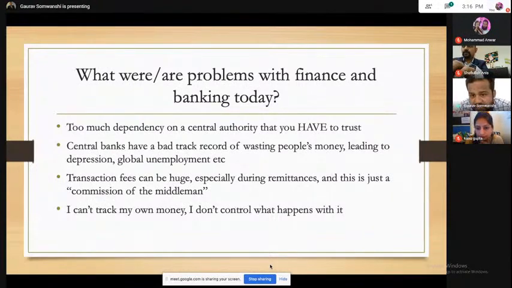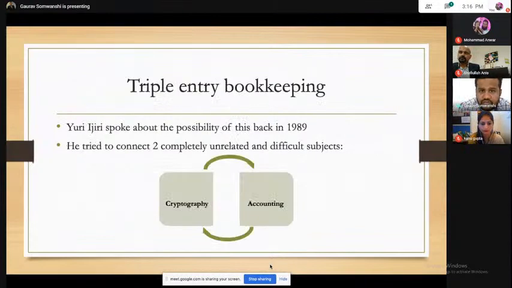Similarly, the transaction fees can be really huge, especially during remittances, because the banks will keep a lot of money if you want to, let's say, send money to another country. And the last problem was the most important one. You don't know what's happening with your money, because the double entry bookkeeping gave birth to the banking system, and the banking system is basically who's doing most of the investments on your part. And that is also what led to the 2008 Big Depression.